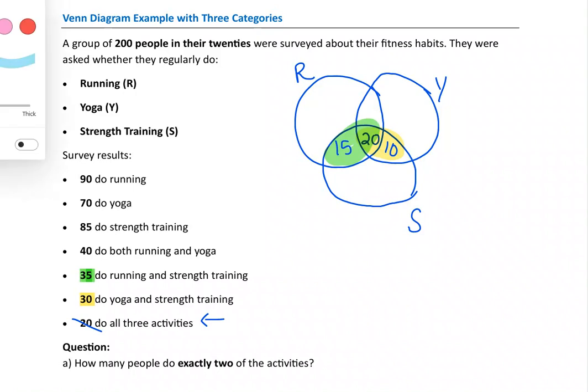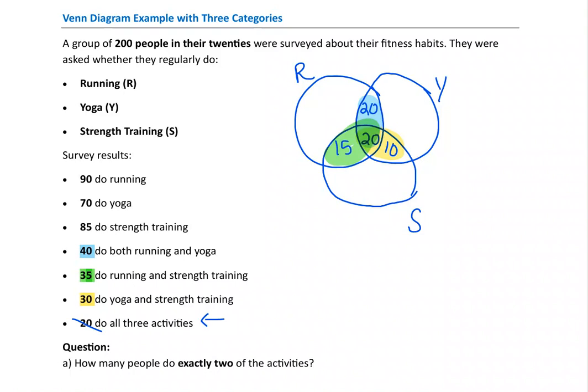Then we have 40 that run and do yoga. That's 40 in this space here. So that's already 20 accounted for. So together that's going to give me 40 to put another 20. All right, now that I have that, I can start back at the top. So I don't always go in order, as you see.